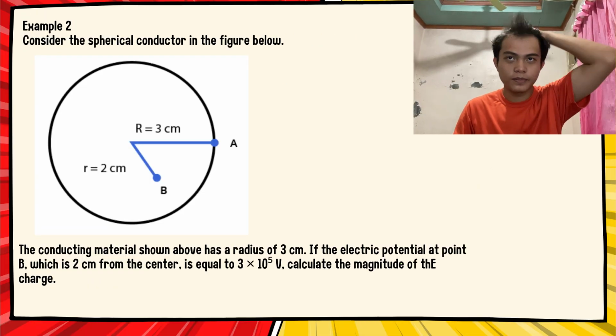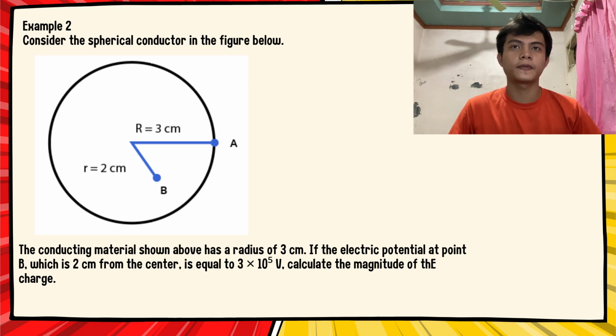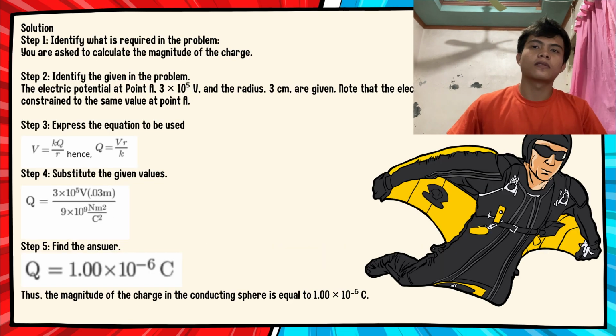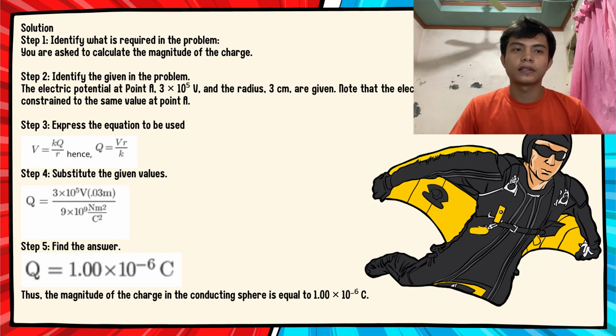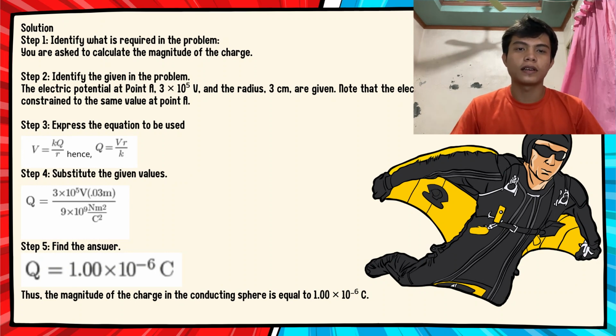Example number 2. Consider the spherical conductor in the figure below. The conductor material shown above has a radius of 3 cm. If the electric potential at point B, which is 2 cm from the center, is equal to 3 times 10 to the power of 5 volts, calculate the magnitude of the charge. So ato ang kuhaan diri kay ang charge.